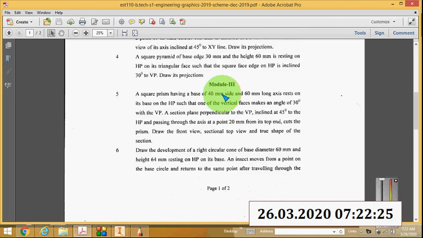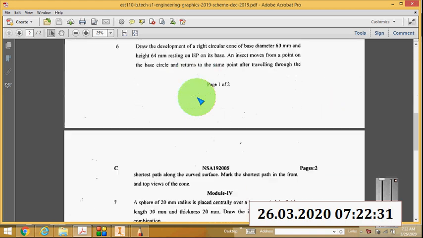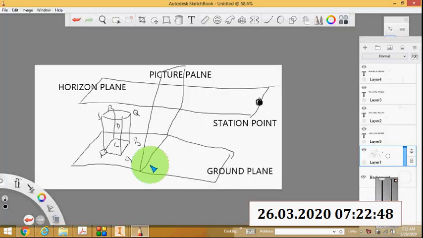Good morning. So the next question is December 2019 question paper, question number 9. Perspective projection of a square prism. Here the square prism is of side 40 and height 60, with its base on the ground. I will show you the 3D image.